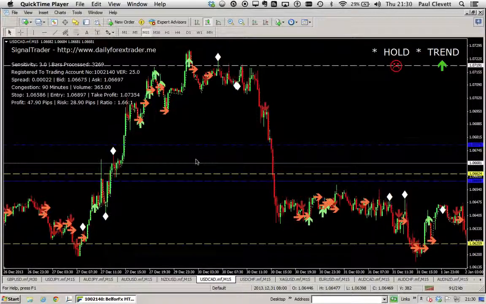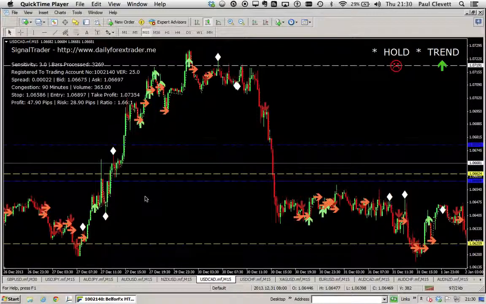For those of you that are new to SignalTrader and what it actually is, it's a plugin for MetaTrader 4, which is the platform that pretty much all of the big brokers and the small brokers give away. This is a special plugin, and SignalTrader has been developed over quite a long time, and what I'm going to do is just go through some of the features it has.